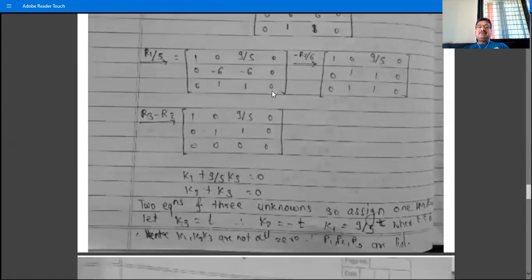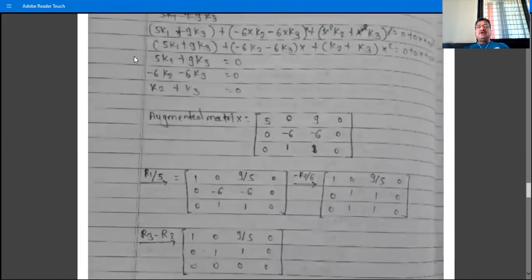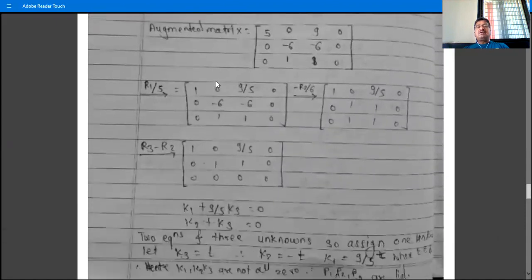So remember this thing. Here the rank of A is 2 and the rank of AB is 2, and it is strictly less than the number of unknowns, because the number of unknowns is 3. And so this system has a non-trivial, non-zero solution. That is, K1, K2, K3 are not all 0. So how can we find it? We rewrite the equations. We have K1 plus 9 by 5 K3 is equal to 0, and K2 plus K3 is equal to 0. So there are 2 equations and 3 unknowns in this system.